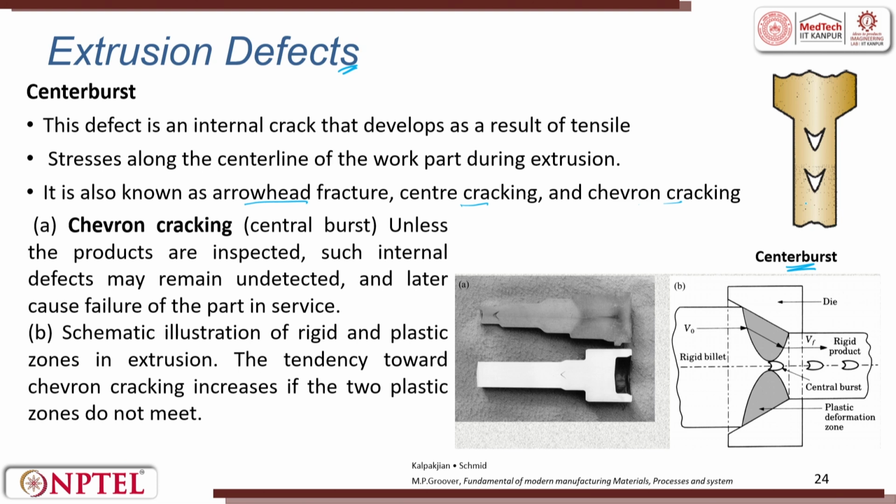So, this is very important and this can happen because of this. You have a die angle. When the material is getting extruded because of cross-section area reduction, you can see here this is a center burst which is getting formed. Okay. The schematic illustration of the rigid and plastic zone in extrusion is seen here. The tendency towards chevron cracking increases if the two plastic zones do not meet. It is almost like in casting also we saw, right. When they do not meet, they have this chevron cracking.